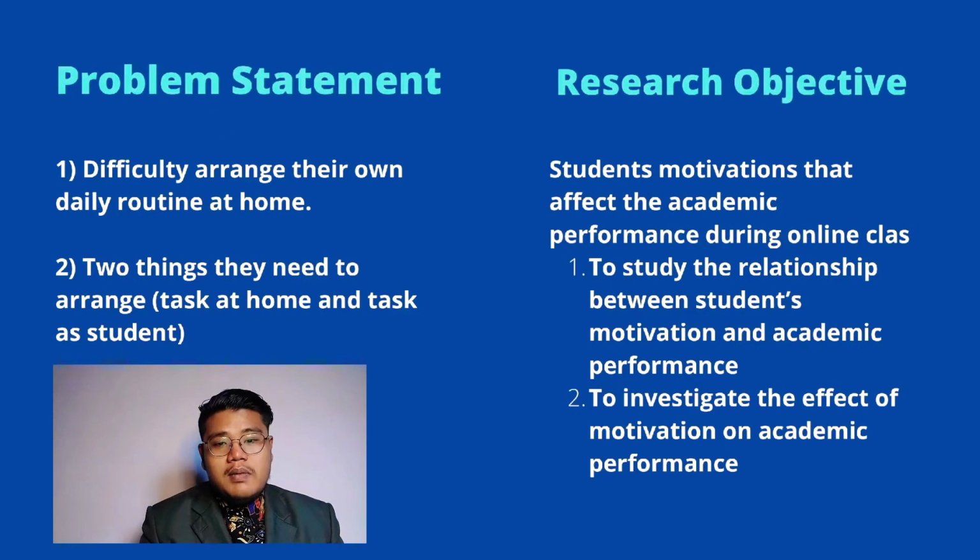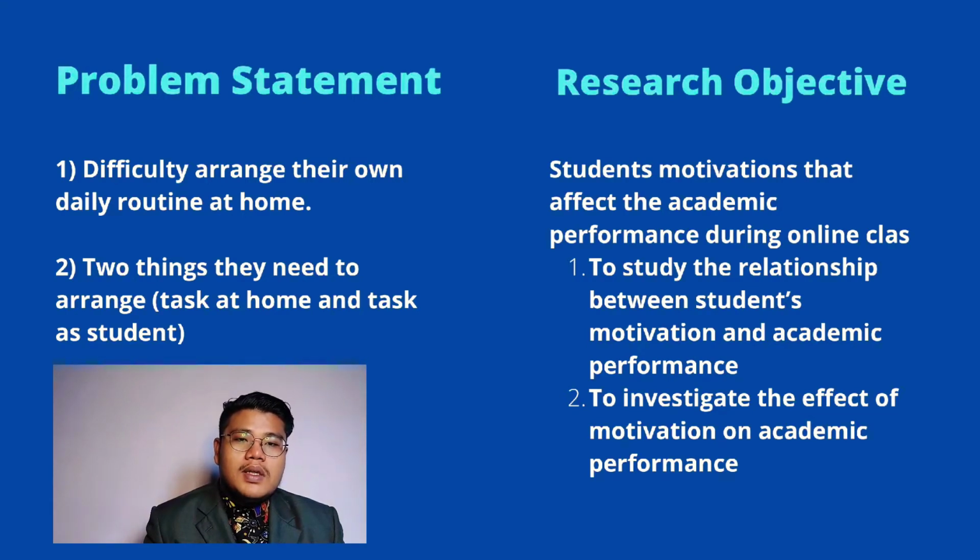For the problem statement, students have difficulty arranging their own daily routine at home, and two things: they need to arrange their tasks at home and their tasks as a student. For the research objective, we look at student motivation that affects academic performance during online class. First is to study the relationship between students' motivation and academic performance. Second is to investigate the effect of motivation on academic performance.